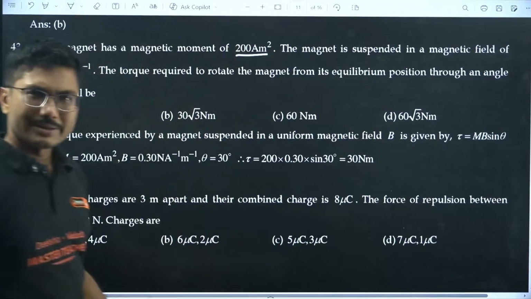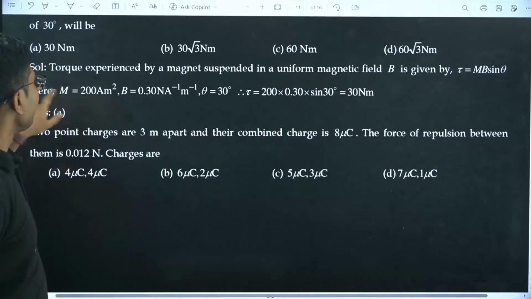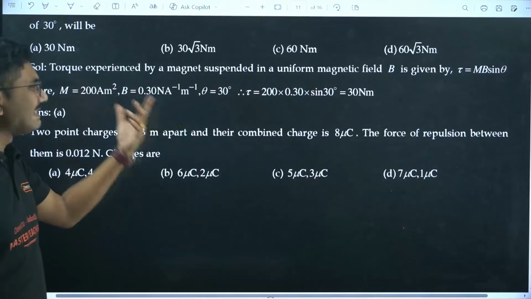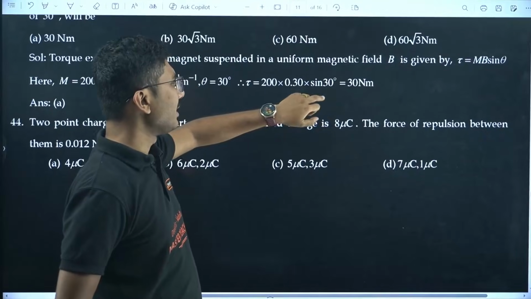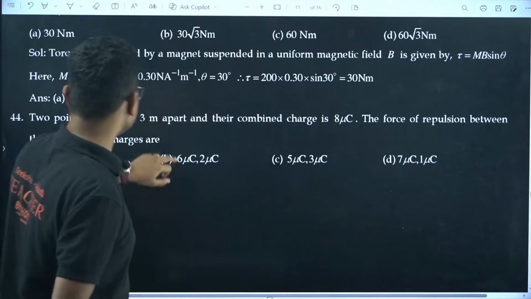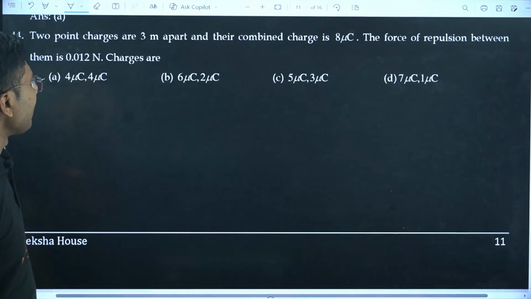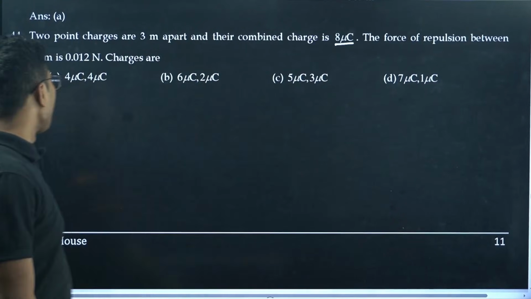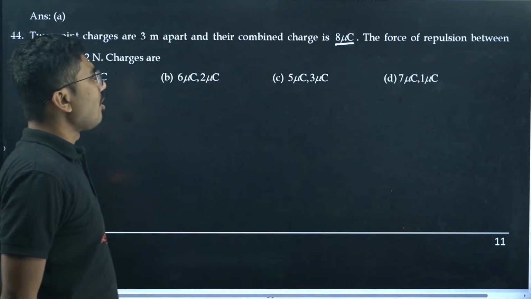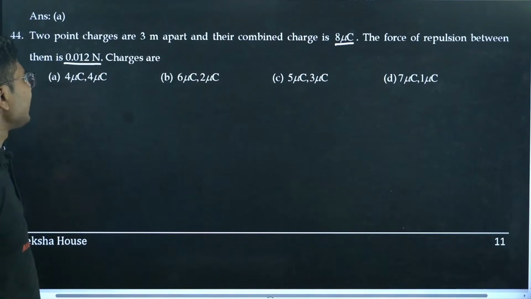The formula for torque acting in a magnetic field is given by mb sin theta. Very simple, same as electric field, p sin theta. Here it is mb sin theta. So if you apply, m is given, b is given, theta is given, everything is given, just simplify, you will get 30 Newton per meter.